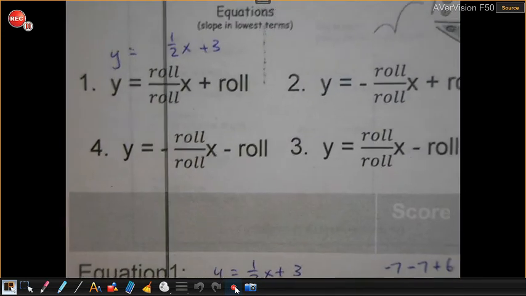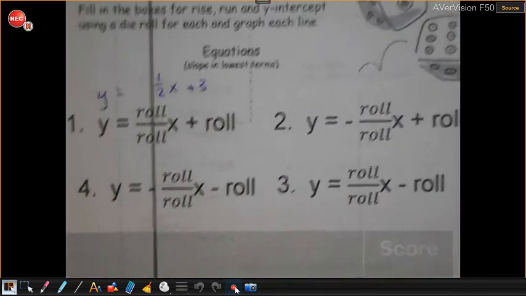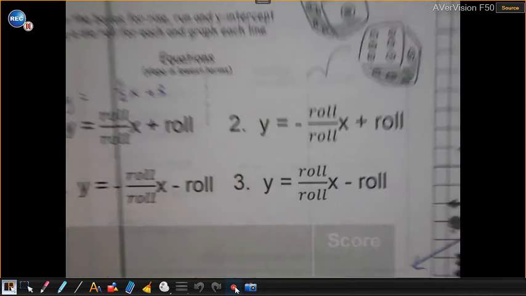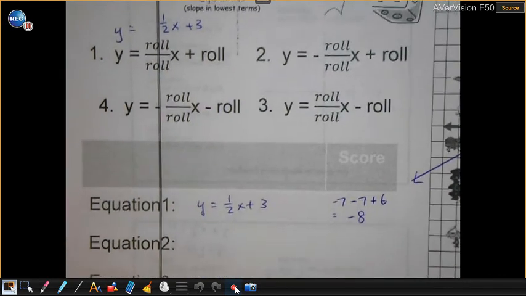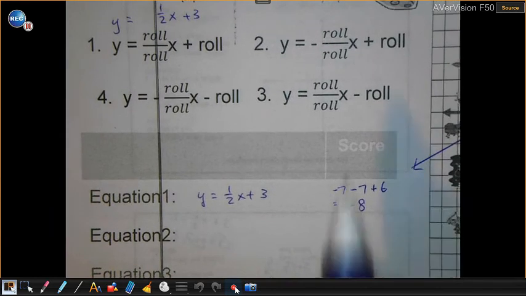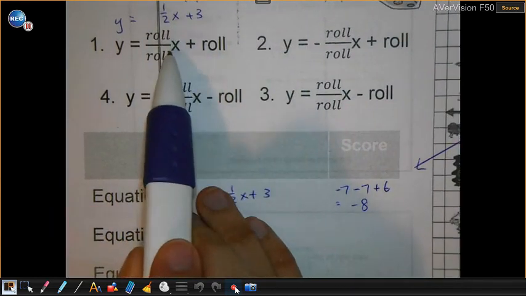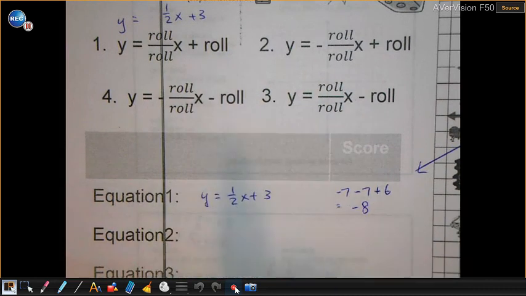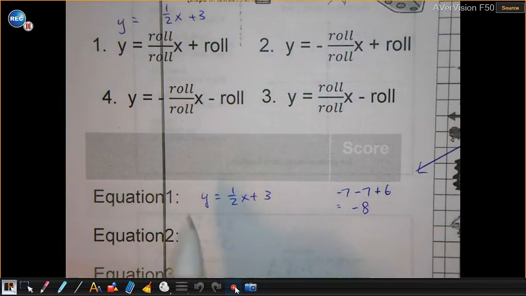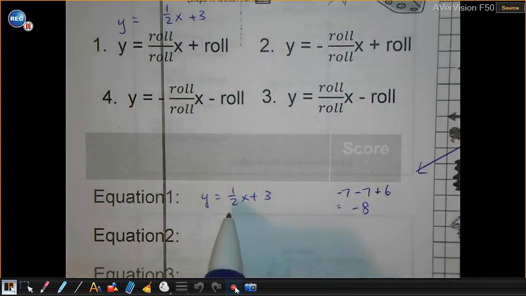So for this game, you need to find a partner. Once you find your partner, what you need to do is you need to Google virtual dice. So let's say if I'm going first, I'm going to roll 3 times. So I'm going to get 3 different numbers. So let's just say I got 1, 2, and 3. Okay. So my equation for equation 1 will become y equals to 1/2x plus 3.